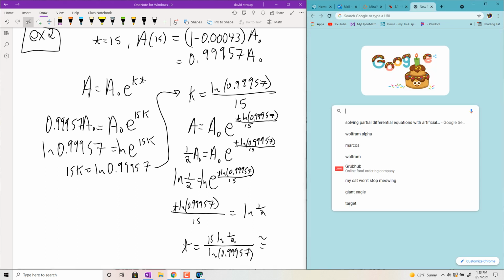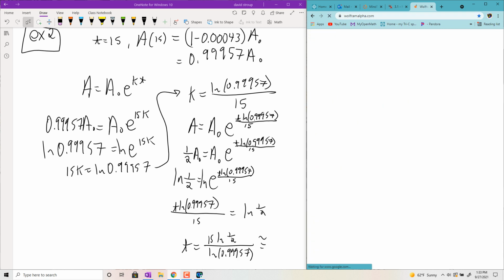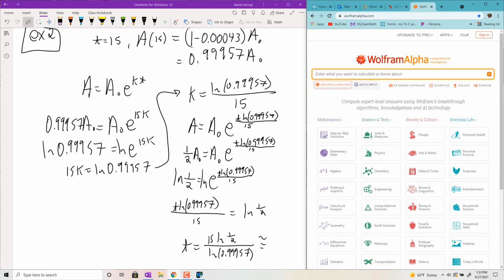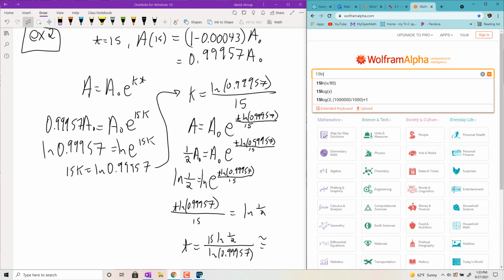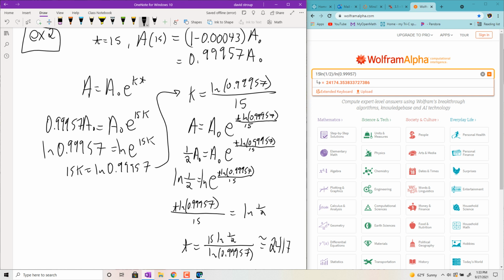Just a little Wolframize it and see what happens here. So 15 ln of 1/2 divided by ln of 0.99957, and it looks like a pretty long time, 24,174 years about.